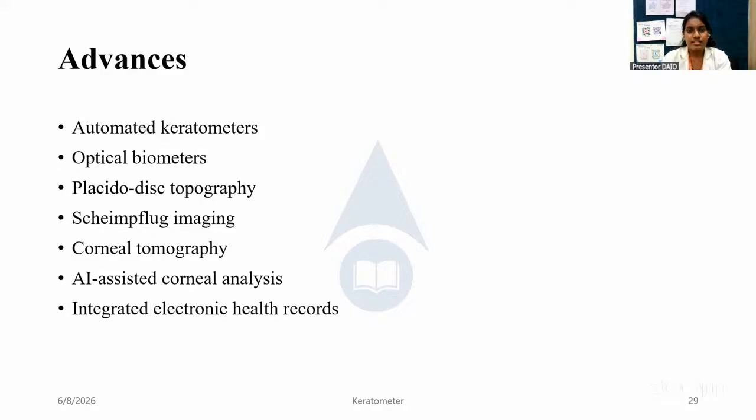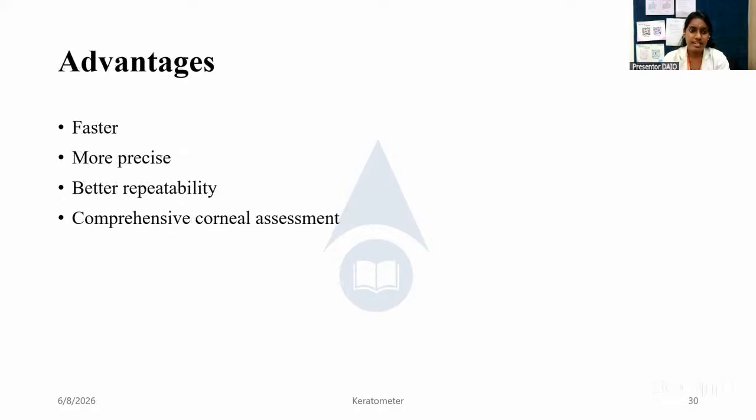Advances. Automated keratometers, optical biometers, placido disc topography, Scheimpflug imaging, corneal tomography, AI-assisted corneal analysis, integrated electronic health records. Advantages: faster, more precise, better repeatability, comprehensive corneal assessment.